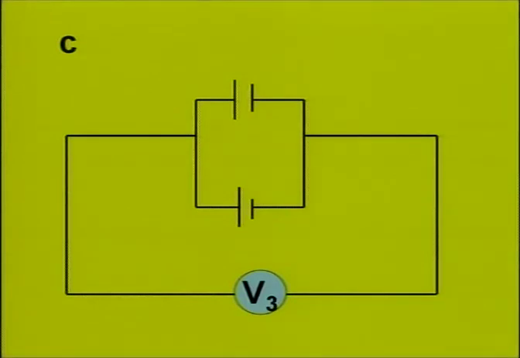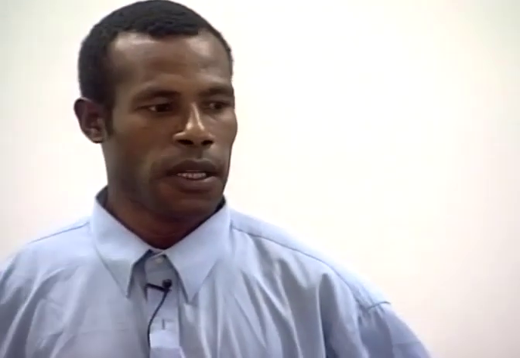So those are the three diagrams that you sketch. What you can do is to follow those diagrams and then connect the dry cells. And then using that voltmeter, you can measure the potential difference or the voltage of each one of those cells or the arrangement of cells.